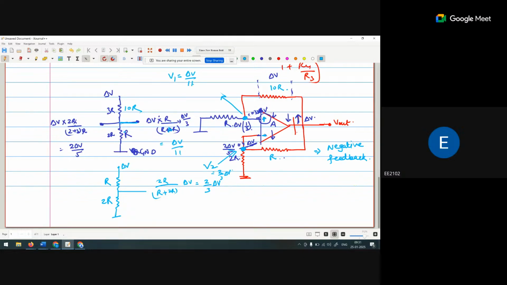Which voltage is higher? V2 is around 0.66 del V and V1 is around 0.09 del V. So this voltage is higher, so I use the minus sign here and the plus sign here. If I consider V1 minus V2, what is the value? The value will be negative. V1 is connected with positive, V2 is connected with negative. So V1 minus V2 is a negative voltage.